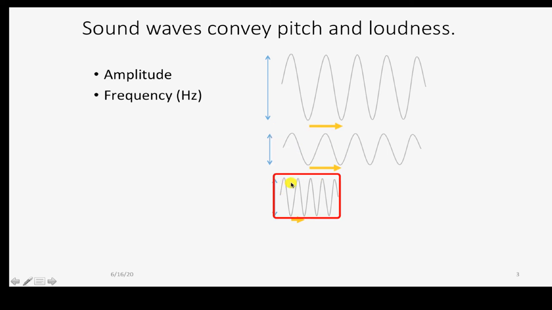This one at the bottom would have 1, 2, 3, 4, 5 per half second. And so that would mean that the bottom one would produce a higher pitch sound, and the top one would produce a lower pitch sound.